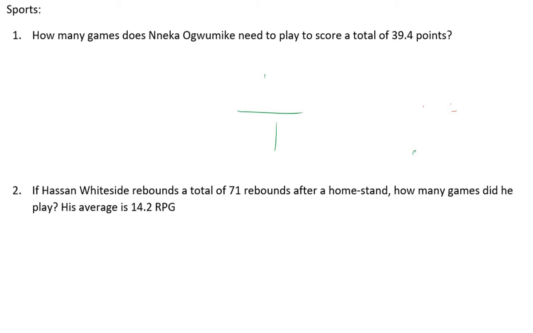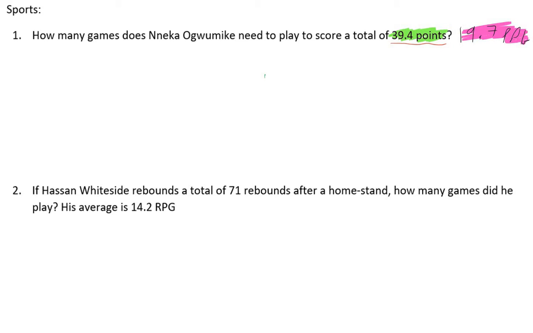In this example, we're using sports. WNBA star Nneka Ogwumike needs to score a total of 39.4 points. How many games does she need to play? I just added her points per game here, which is 19.7. This is a good time to pause and identify our given. In this case, it's 39.4 points. That's our given. Our rate here is 19.7 points per game.